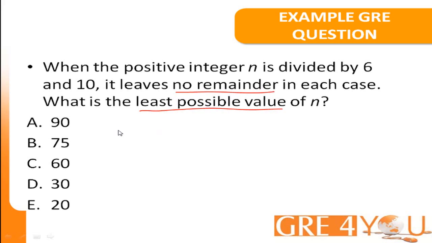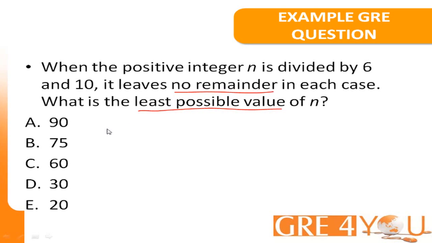Now let's deal with the first one first. What it means is that when n is divided by 6 or when n is divided by 10, it leaves no remainder, and this lets us conclude that n is a multiple of 6 and 10. Taking into account the fact that we are after the least possible value of n, this means that n is the lowest common multiple of both 6 and 10.